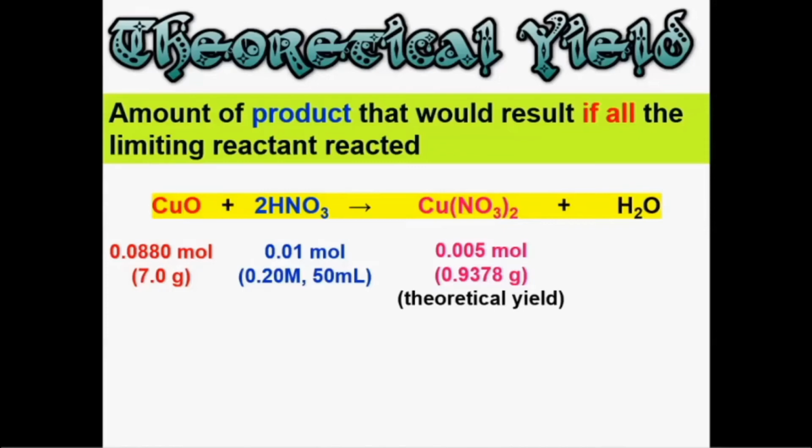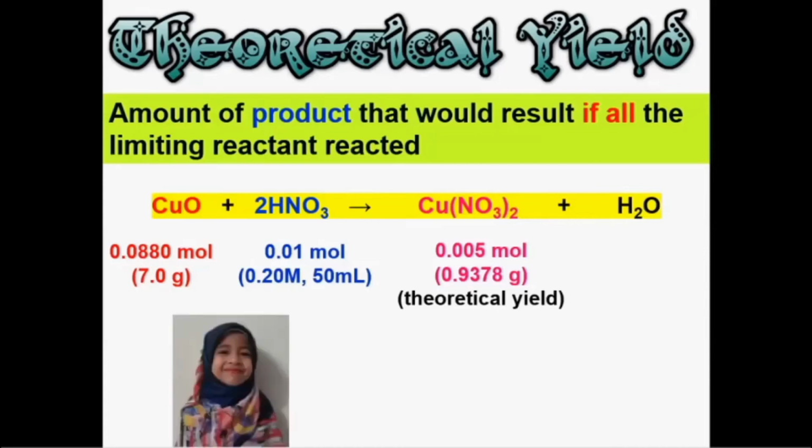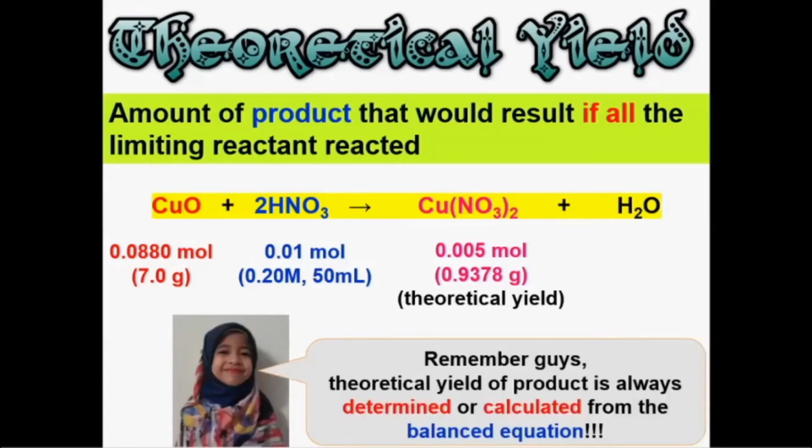And this yield here, that is what we call theoretical yield. So what is theoretical yield? Remember, theoretical yield is the amount of product that would result if all the limiting reactant reacted. And remember guys, this theoretical yield of product is always determined or calculated from the balanced equation. And that is theoretical yield.